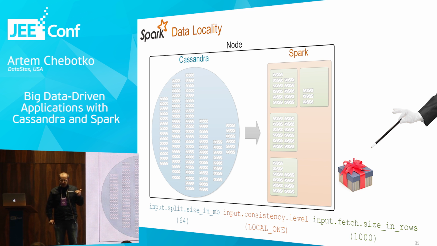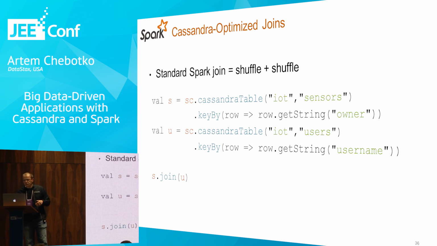And then the Spark partition will be 64 megabytes by default. So if you have Cassandra partitions that are smaller, then you're going to have multiple Cassandra partitions stored in, or represented as, a Spark partition. And there are other settings that can be useful to optimize reading.